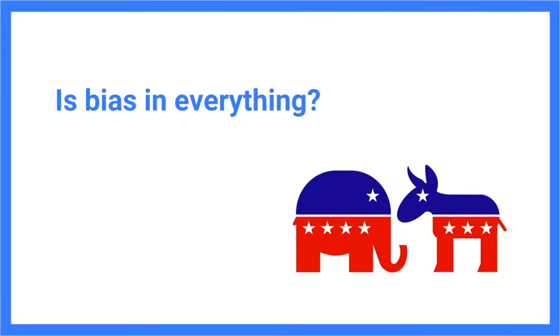So the question is, is bias in everything? The answer is yes. It's almost impossible to completely take opinion out of something. Is it always bad? Not necessarily. If it's a source of information like a newspaper, it should have as little bias as possible. Strong bias in sources of information is bad.